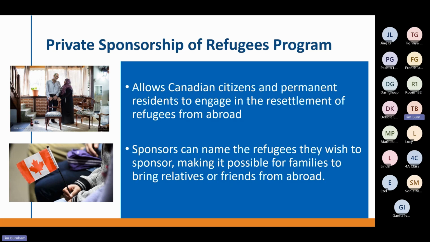And one of the things that makes private sponsorship more appealing is that sponsors are able to name the refugees that they want to sponsor. And that makes it possible for families to bring their relatives or friends from abroad.